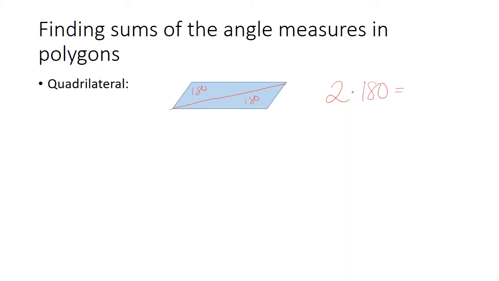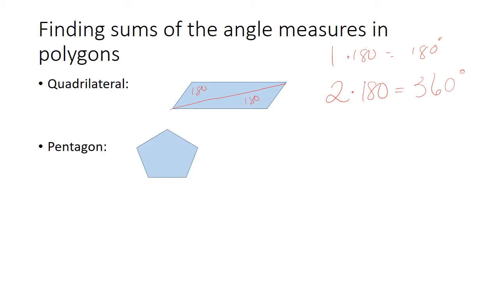For a quadrilateral, the sum of the angle measures is always going to add up to 360 degrees. So every rectangle and every square, which are quadrilaterals, their measure of angles is going to add up to 360 degrees. So one triangle is 180 degrees. A quadrilateral has 2 triangles in it, so that is 360 degrees.